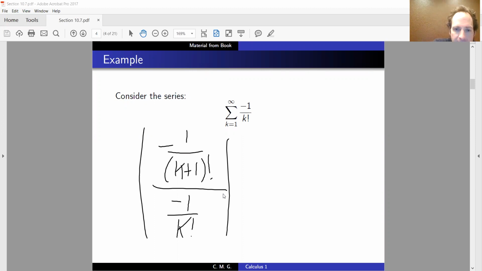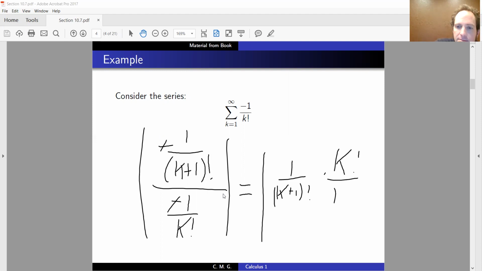So I think about this a little bit. I'm dividing a fraction. The minuses cancel, so I just get positives. When I divide a fraction, I flip the bottom fraction and multiply. So I end up with the absolute value of 1 over k plus 1 factorial times k factorial over 1.